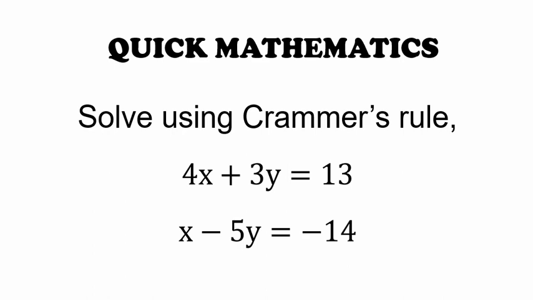The problem is: solve using Cramer's rule the system of linear equations 4x plus 3y equals 13, and x minus 5y equals minus 14. Cramer's rule is one of the methods of solving simultaneous equations, and it uses the determinant approach of a matrix. So let's take the quick solution.